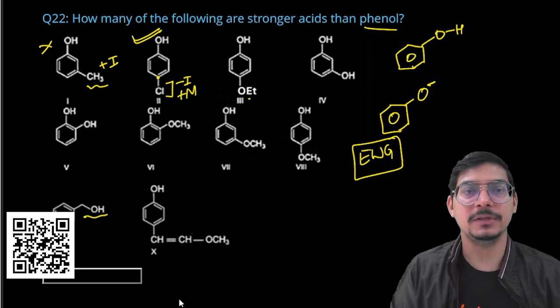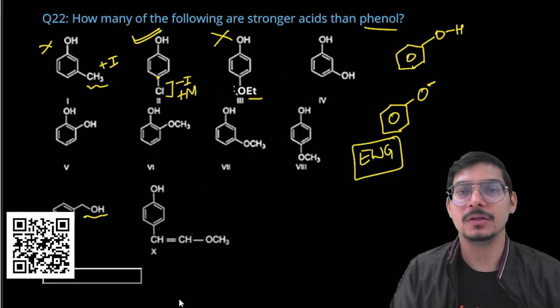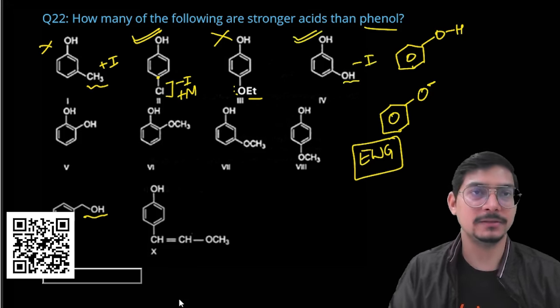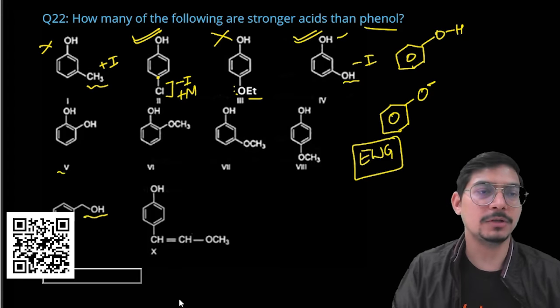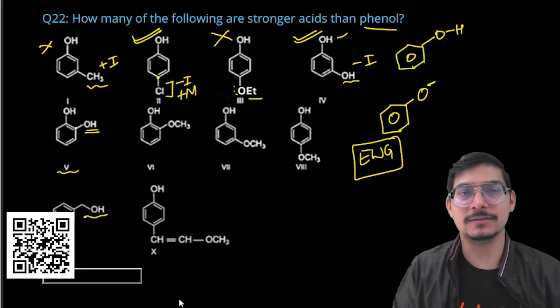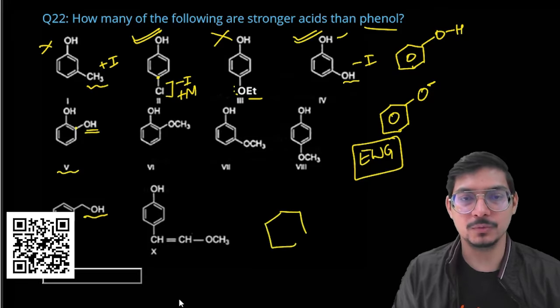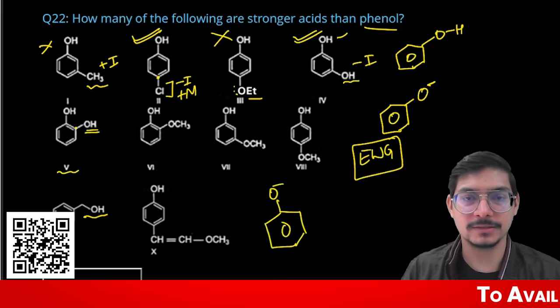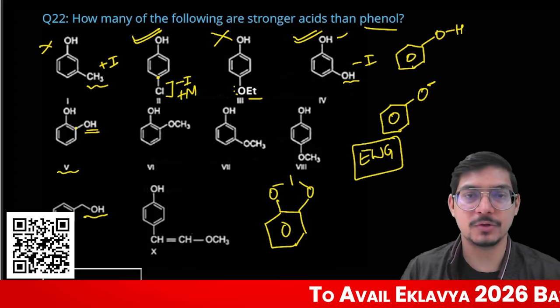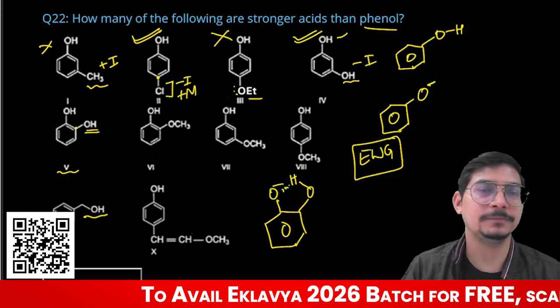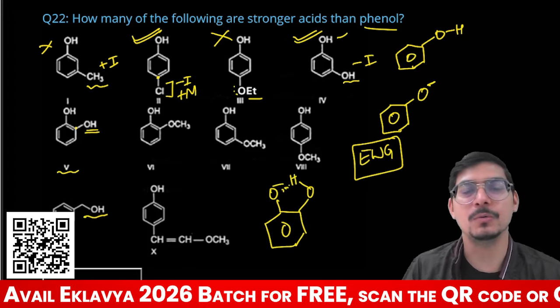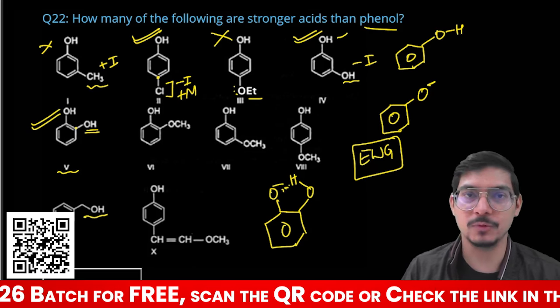In molecule 3, we have an ethoxy group here, which is again exerting a strong plus M effect, reducing its acidity. In option 4, we have another OH at meta position, which will exert minus I effect, increasing the acidic strength of this OH group. In molecule 5, which is catechol, although this OH group is at ortho position, this results in something interesting, intramolecular hydrogen bonding. As this molecule loses a proton and forms O minus, the other OH group actually stabilizes the conjugate base through this intramolecular hydrogen bonding, and the first pKa of catechol is found to be lower than that of phenol. So this is again going to be more acidic than phenol.